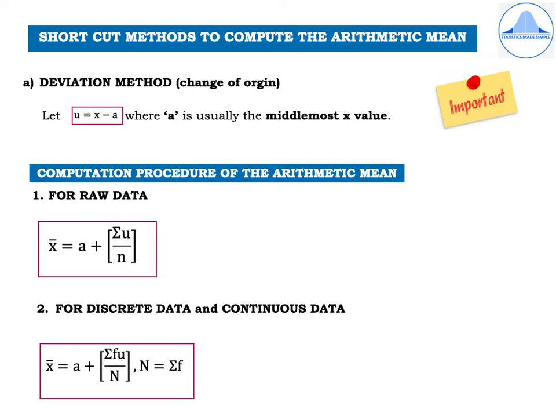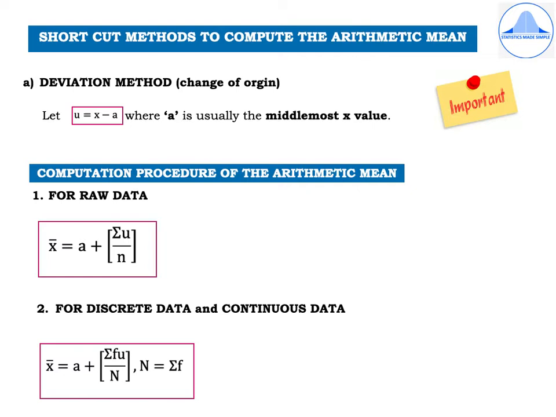Otherwise, for any problem on the arithmetic mean, you can use the direct formula or you can use these shortcut methods. Let us learn the first shortcut method under subdivision A, which is called the deviation method, or it's also called change of origin. Let u be equal to x minus a, and a is usually the middlemost x value in the given data. So when the x values are subtracted from this arbitrary value a, which is usually the middlemost x value, this is called change of origin.